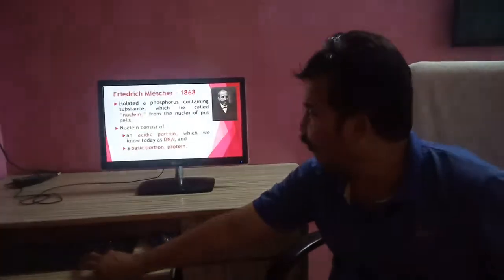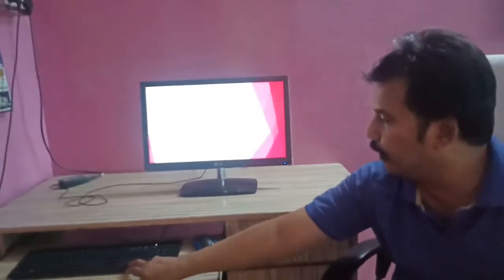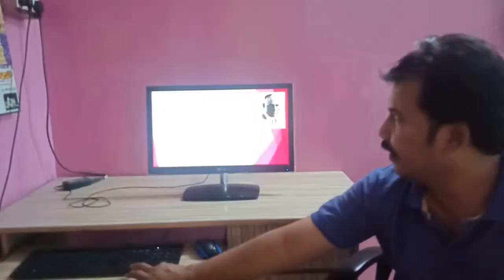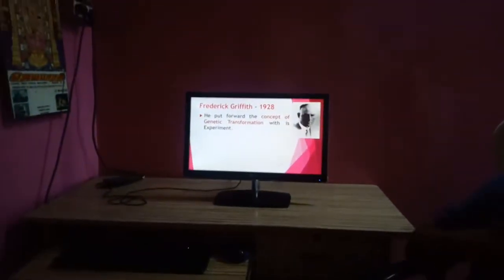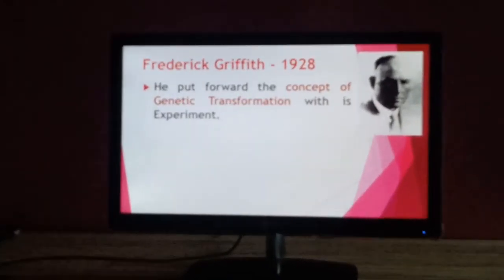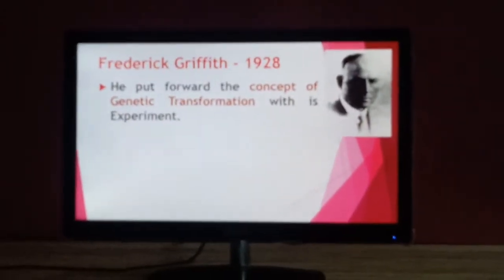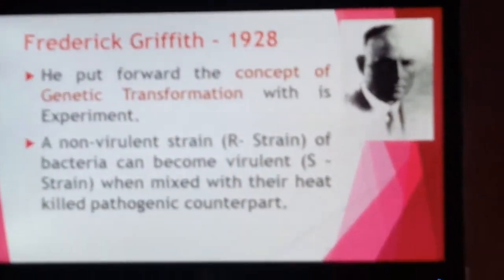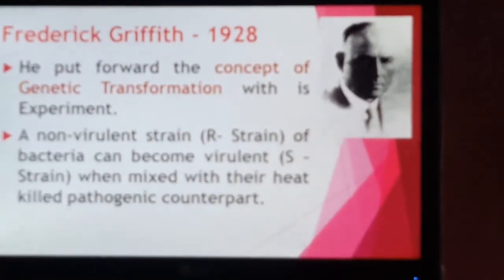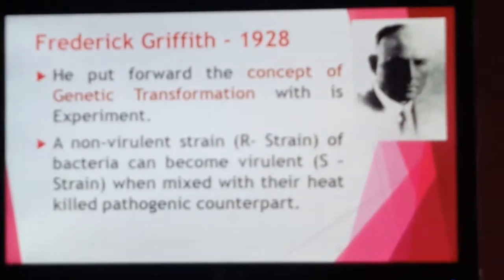Later, followed by Miescher's work, one of the great works was done by Frederick Griffith in 1928 on bacterial transformation. Here he proved a theory and confirmed the concept that genetic transformation occurs between the same species. He took a bacteria. The bacteria generally contains an outer envelope, which we call a capsule.